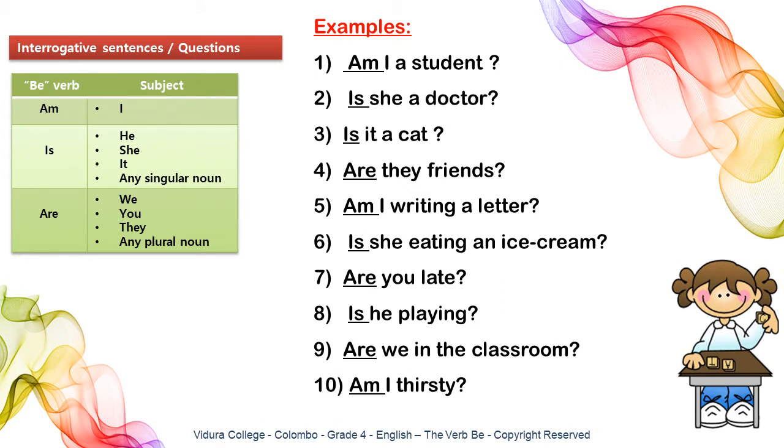Here are some examples I have written down using this table. Am I a student? Is she a doctor? Is it a cat? Are they friends? Am I writing a letter? Is she eating an ice cream? Are you late? Is he playing? Are we in the classroom? Am I thirsty? And my dear children, keep in your mind when we are making questions, you have to write the question mark at the end of the sentence.